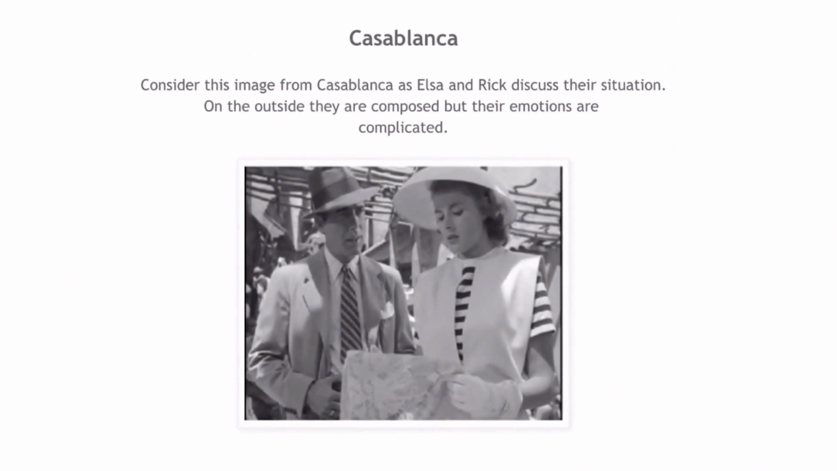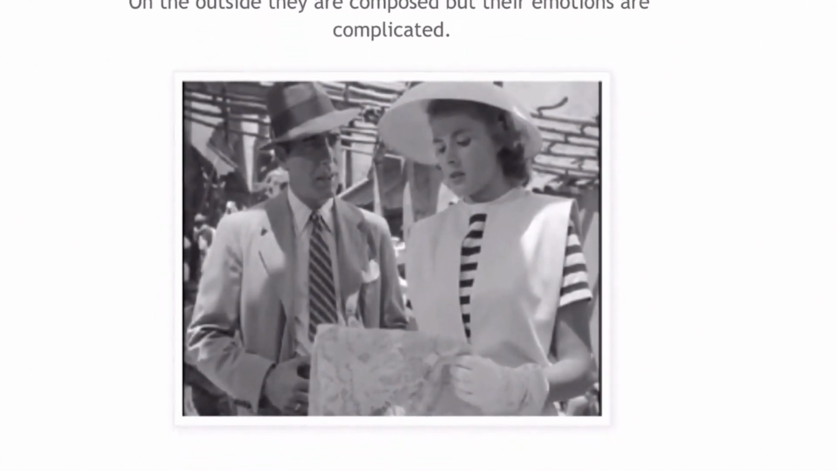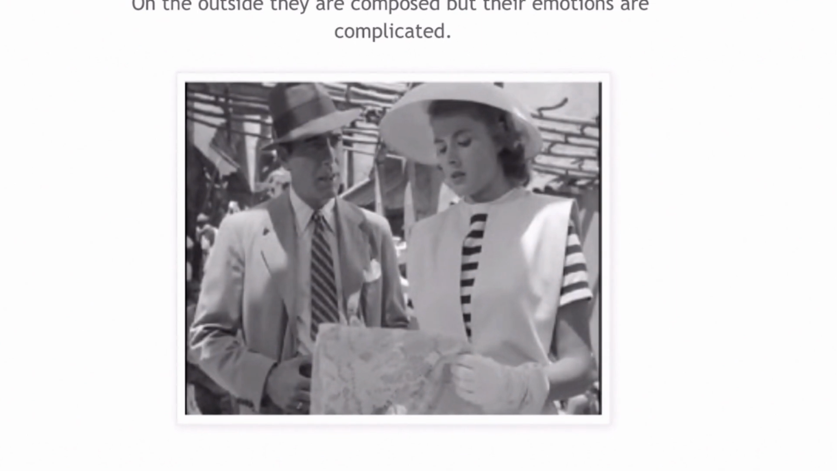Here's a situation in Casablanca. Elsa and Rick discuss their situation. On the outside, they're composed, but their emotions are complicated. This is the morning after they just met in Casablanca. She ran out on him years before. They fell in love, had an affair, and then she left him as they were going to escape Germany or France. And when that happened, he didn't know why she left or disappeared.